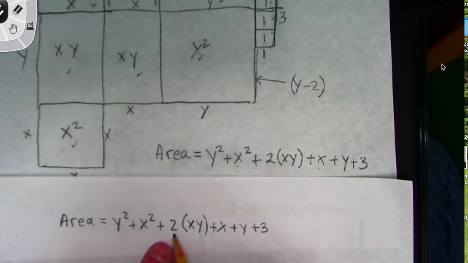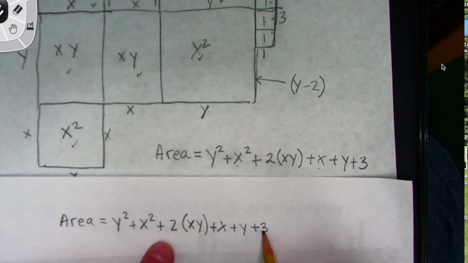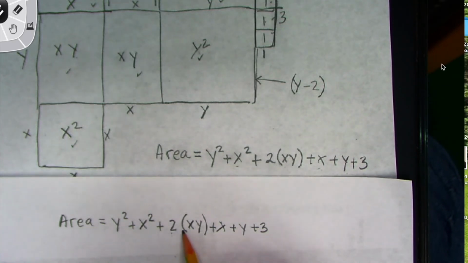Right. Oh, and I was like, why do I have a 2 here? Why don't I combine those? This 2 is times this xy. So this is one expression right here. So I can't combine this 3 and this 2. The 2 has a different job here. It's 2 times xy.